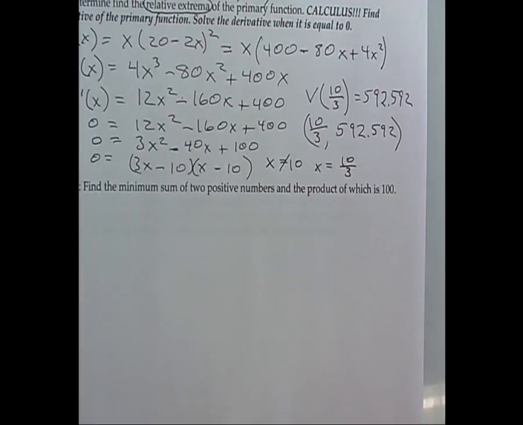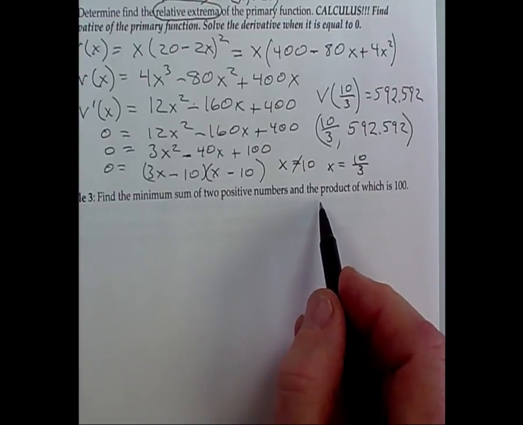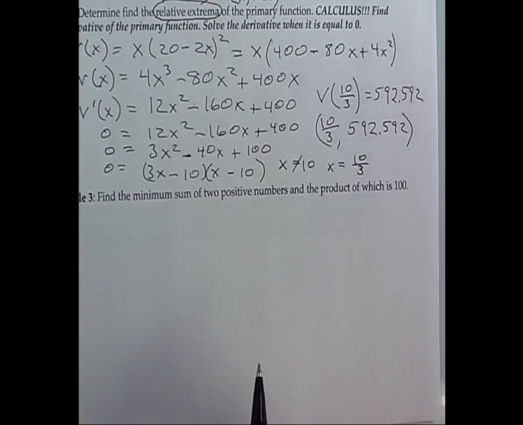Yeah. Okay, this is calculus also, so you have to do these problems sometimes without a calculator. But yes. Okay, Julia, find the minimum sum of 2 positive numbers and the product of which is 100. This one has no picture, because you can't draw a picture of 2 numbers. What am I trying to minimize? I'm trying to minimize the what?